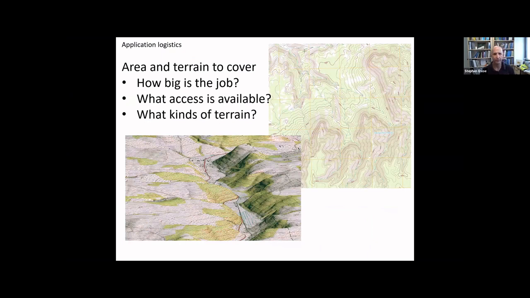Some other aspects will be area and terrain to cover. How big is the job? What access is available? What kind of terrain? You can see a couple of maps here. If you're sending backpack folks out into literally the backcountry, what are your logistics for them accessing water, for pickup points, drop-off points? These can come into play.